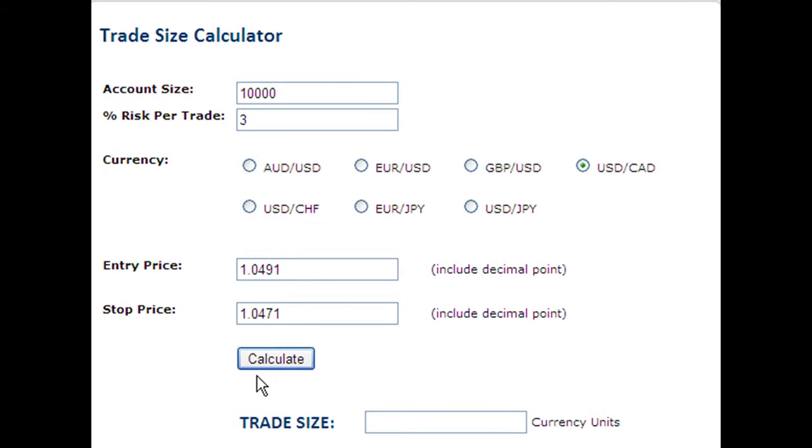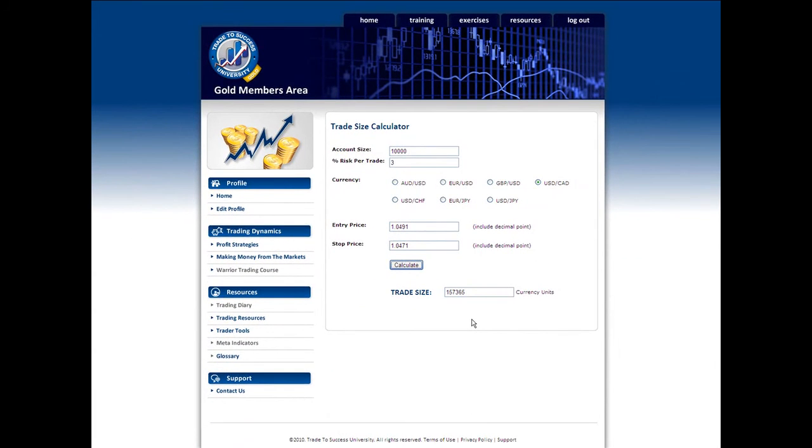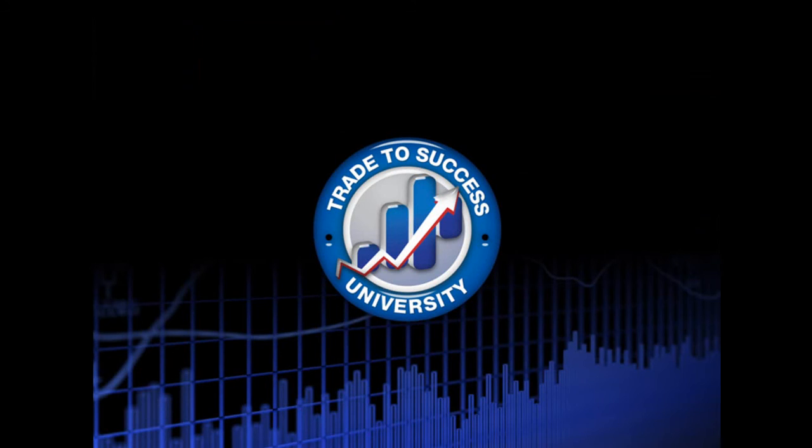We hit calculate and we should be trading 157,365 currency units for US dollar against Canadian dollar with a 3% risk on $10,000. So I hope you got that right. It's very simple using the trade size calculator, and all you need to do is punch in the numbers and you get your answer.